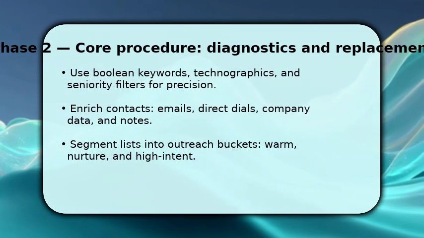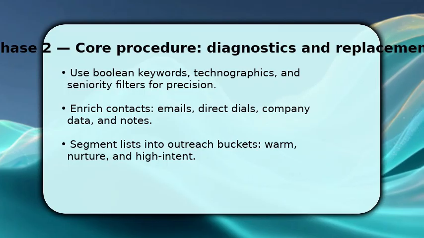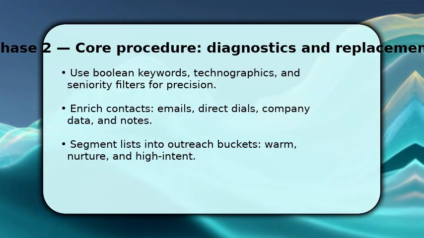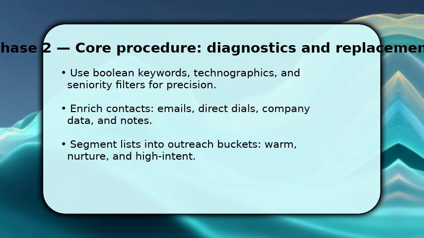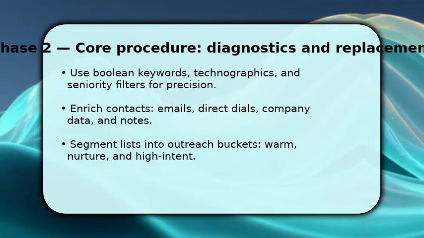With a list in hand, refine it using Boolean keywords and technographics to cut noise. This narrows leads that match buying signals. Then run enrichment to append emails, direct dials, and up-to-date company details. Export a sample to verify accuracy.